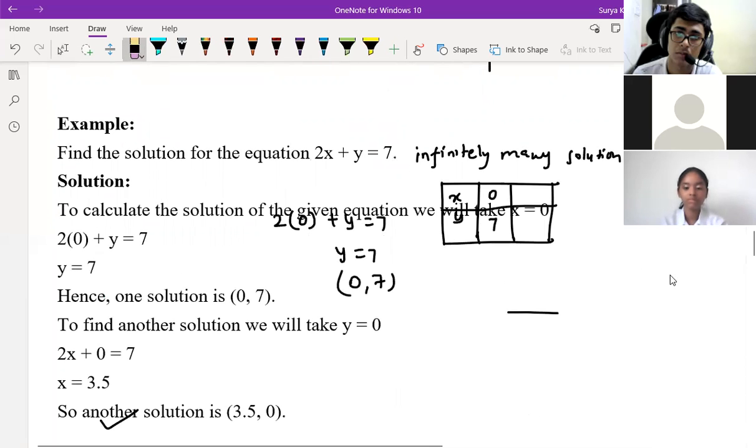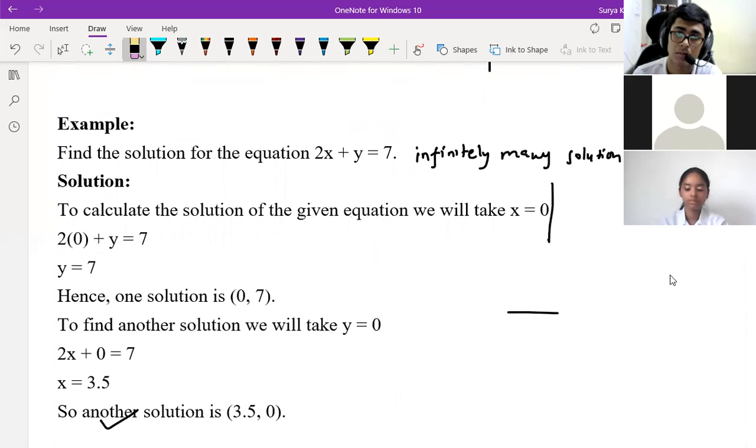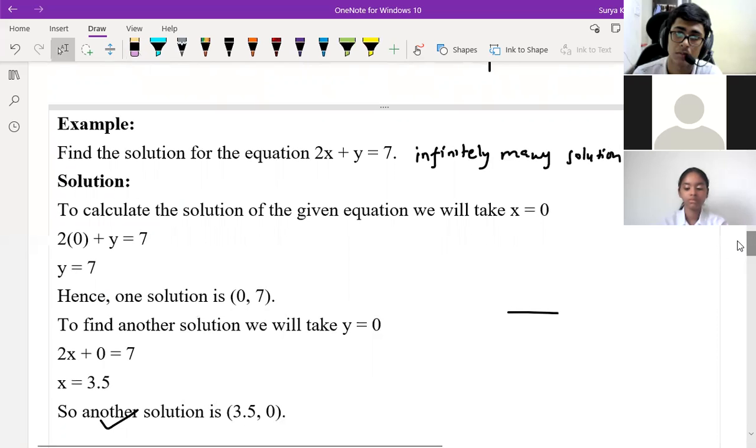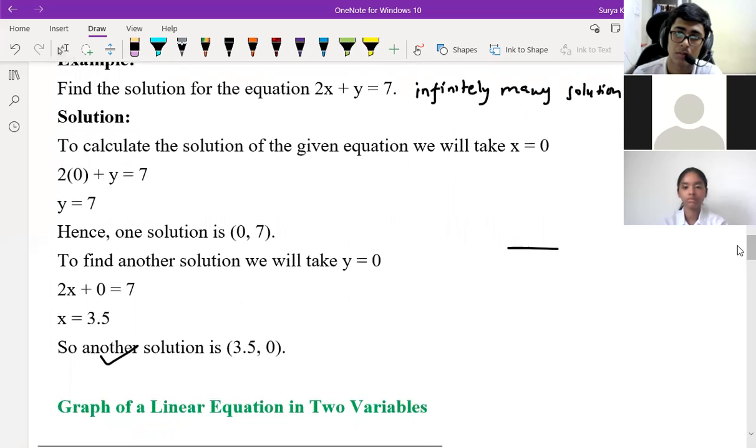Right now we took 2x plus y is equal to 7, and we took x as 0 and got y. So can we take x as anything, or is there any method we should apply? No, you can take anything, not a problem. But I told you, if you put 0, it will become easier to calculate. Okay. So here they are taking the solution by putting x equal to 0, they are getting 7. Putting y equal to 0, they are getting 3.5.